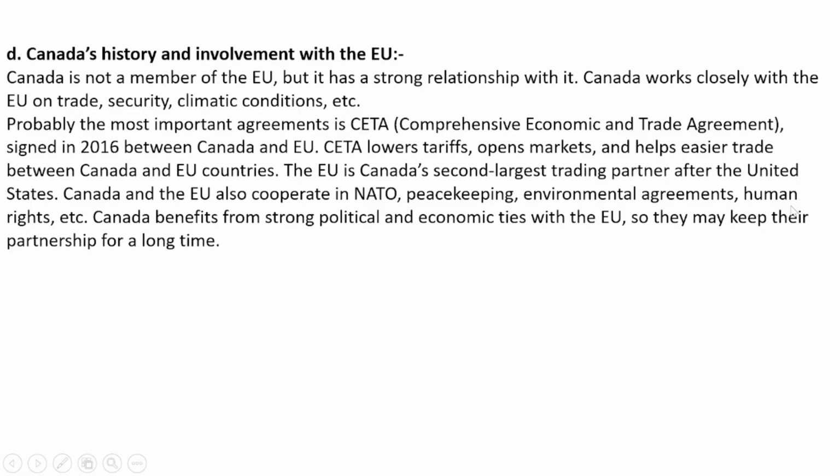Now, Canada is not a member of the European Union, but it still has a strong relationship with the European Union, in areas like trade, security, climatic conditions, etc. The most important agreement is CETA, the Comprehensive Economic and Trade Agreement, signed in 2016 between Canada and the European Union. CETA helps trade and open markets between both of them.